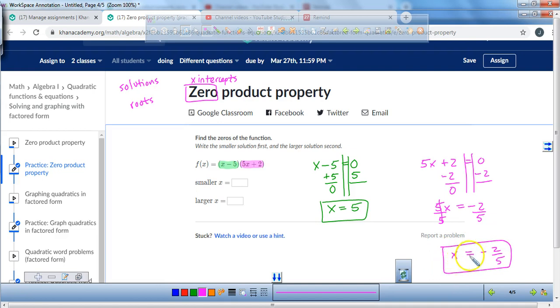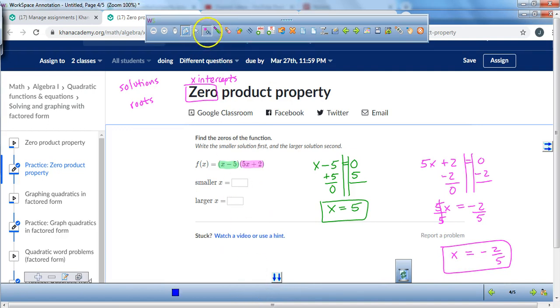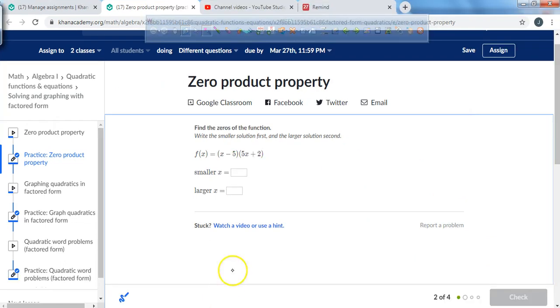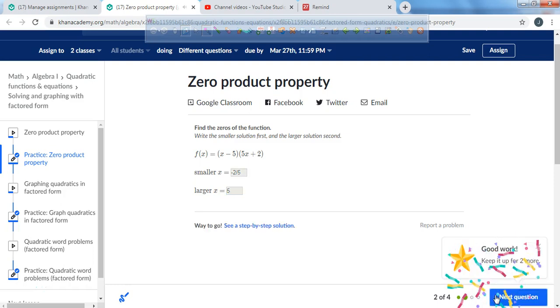And then you have to ask yourself, which one's the larger and which one's the smaller? Well, I think you can pretty much see the larger one is the number 5. The smaller one is negative 2/5. So that's what I'm going to type in. And that's how you find what's called the zeros using the zero product property. When you plug these numbers in, it makes everything equal to 0. So I'll type those in. Smallest zero was negative 2/5, and the larger zero was the number 5. And then we hit check, and voila.